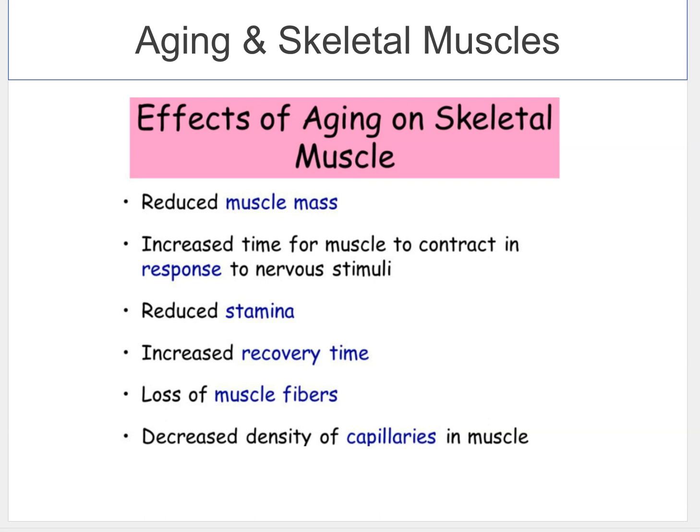Hello, welcome to the last lecture of the muscular system. In this lecture, we will talk about aging and some clinical applications of skeletal muscle.